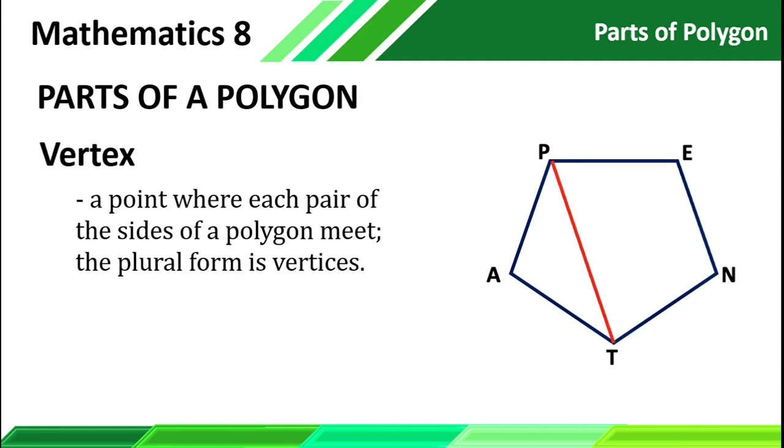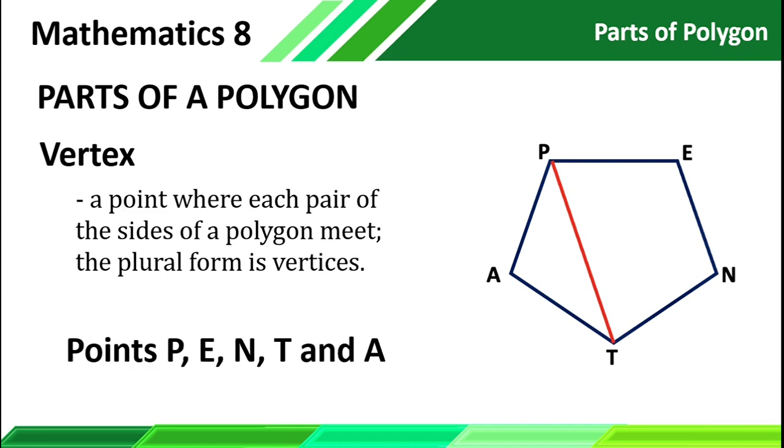Next is vertex. Vertex is a point where each pair of the sides of a polygon meet. The plural form of vertex is vertices. So these are the intersections of our two segments. So the vertices here are points P, E, N, P, and A.